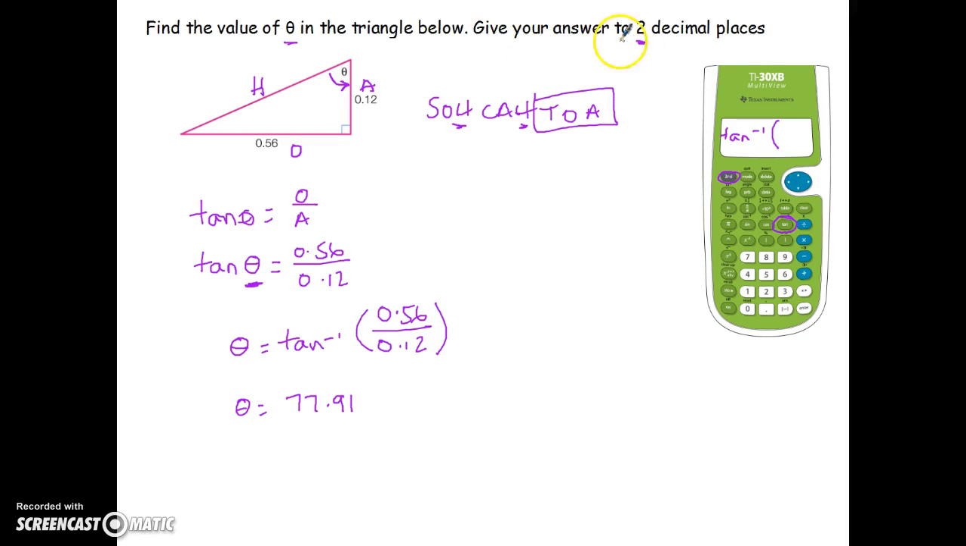The question asks us to give our answer to 2 decimal places, and that's exactly what we've done. You'll notice that it was actually 77.905. 2 decimal places, there's my 2. Because this is a 5, it's going to bump that one up to a 1. So my final answer is 77.91, and we're going to put our degree symbol on there for our units. 77.91 degrees is the final answer.